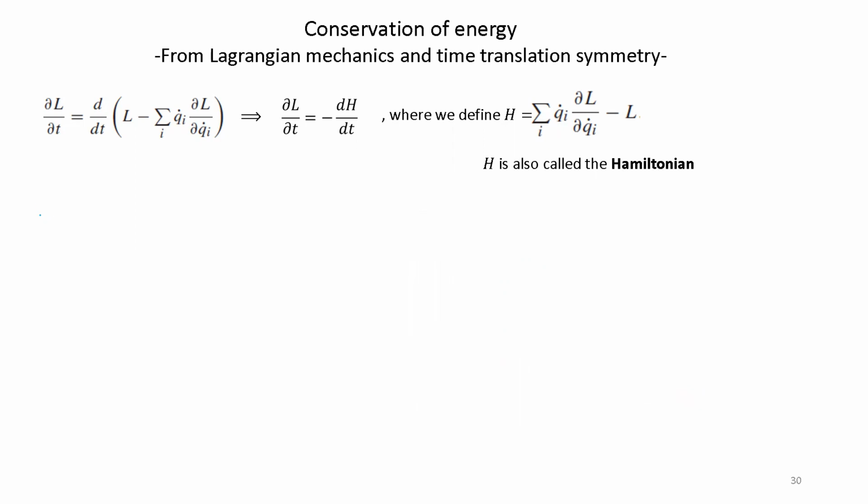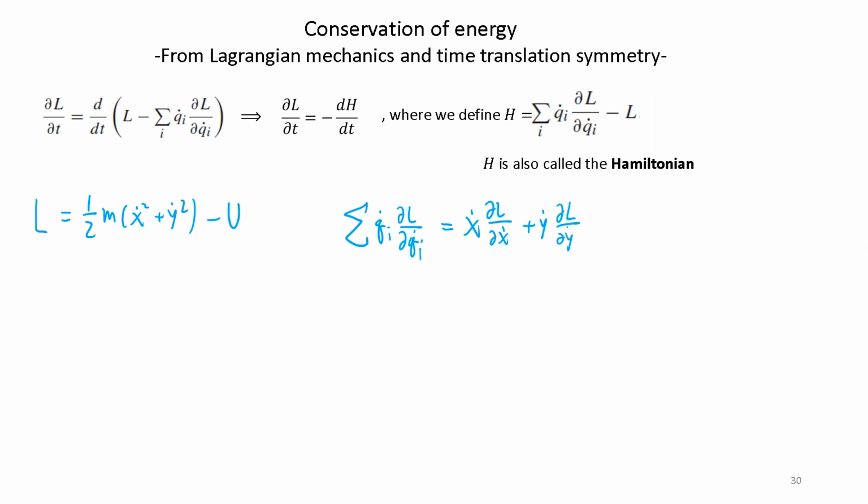Let me make the common example. Suppose this L in Cartesian coordinates, this Lagrangian, is written like this. Let me just focus on the 2-dimensional case. The generic form of the Lagrangian looks like this. So then in this case, the summation of q_i dot partial L partial q_i dot, what is it? In this case, my q_i are x and y, so that is x dot partial L partial x dot plus y dot partial L partial y dot, nothing but this.